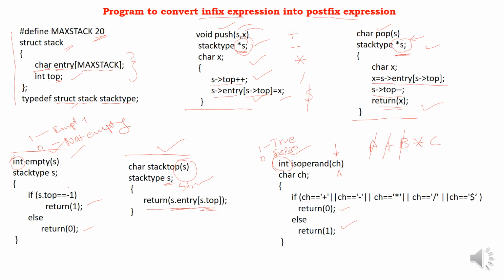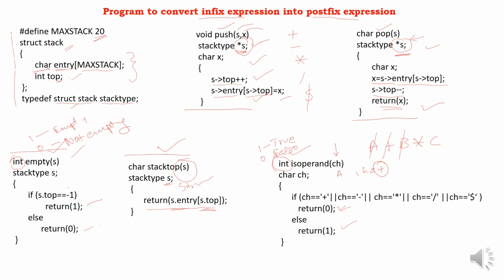Suppose CH is plus. If CH is plus, yes it is. So it returns 0. Means 0 will be returned if the character is an operator. 1 will be returned if the character is an operand, right? 0 will be returned if it is an operator. 1 will be returned if it is an operand.